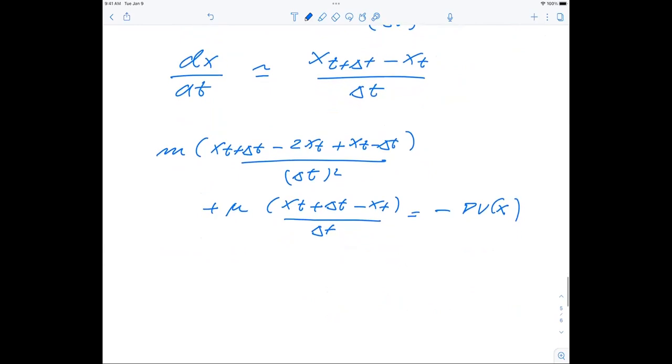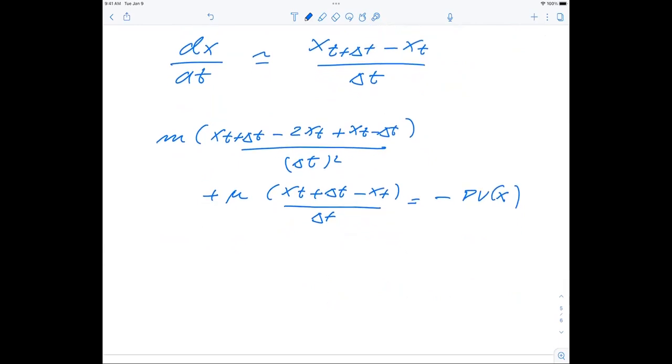And then you would simply define some new quantities. Delta x of t plus delta t, which is given by x of t plus delta t minus x of t. And then I have a delta x of t, which is x of t minus x of t minus delta t.